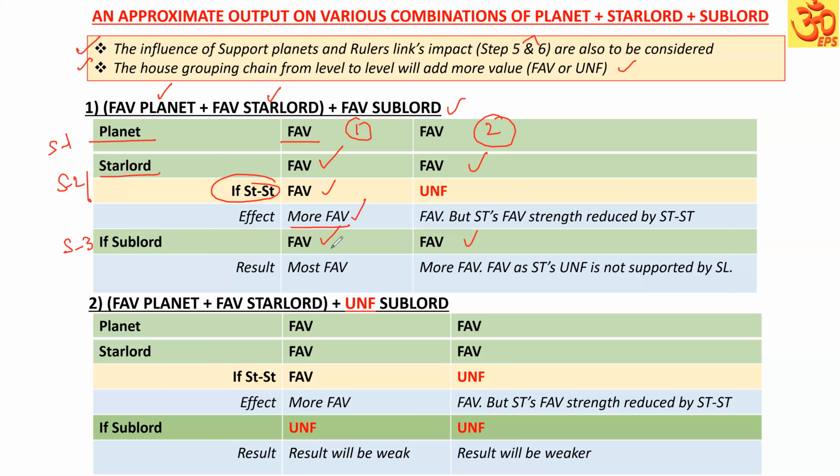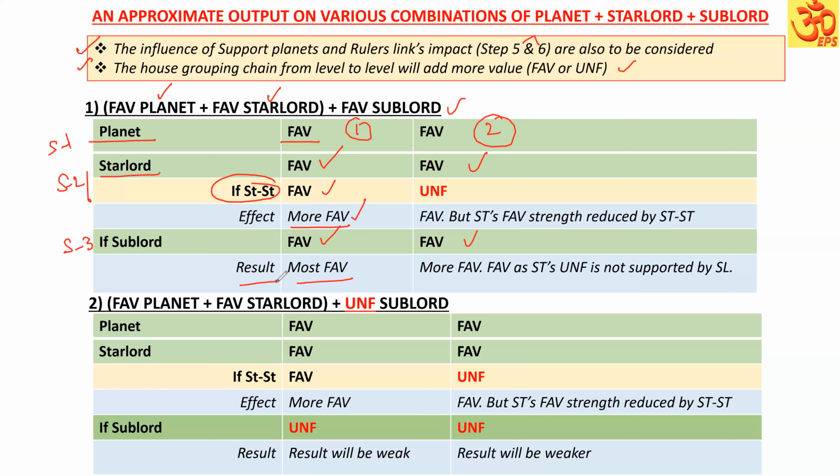This is step number 1. This is step number 2. This is step number 3. Of course, I have not taken the sublord's sublord, because for your understanding, this is enough. Planet is favorable, star lord is favorable, sublord also favorable. So the favorable impact is high. So what is the effect? More favorable. If the sub-sublord is also favorable, it is most favorable.